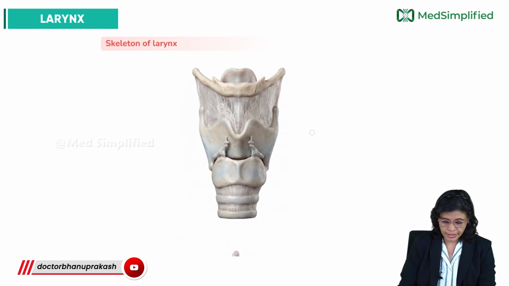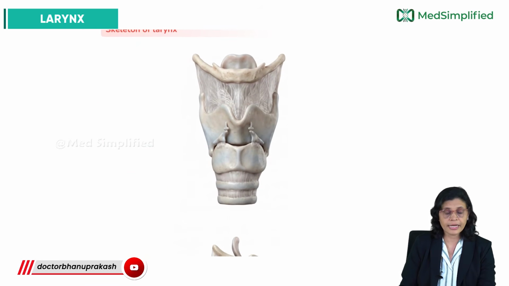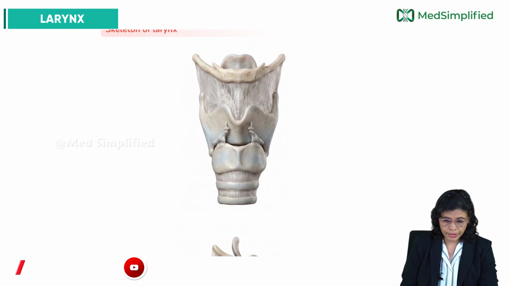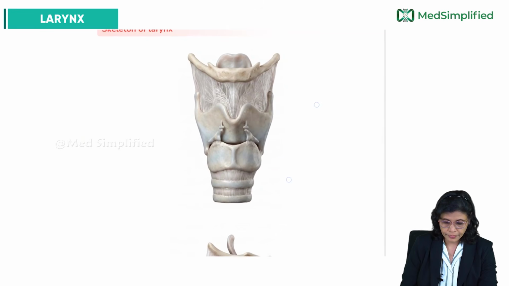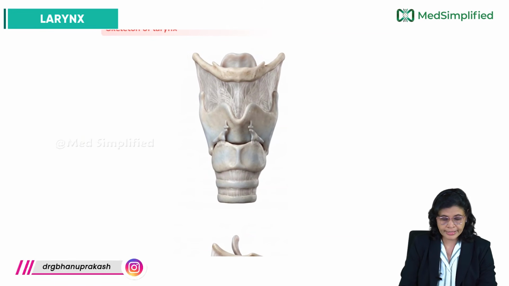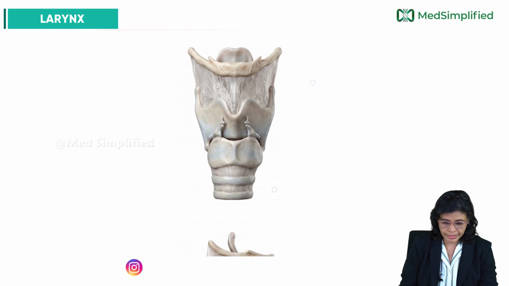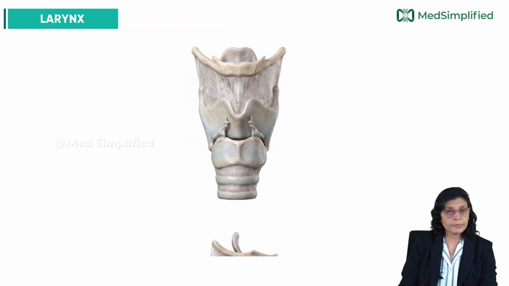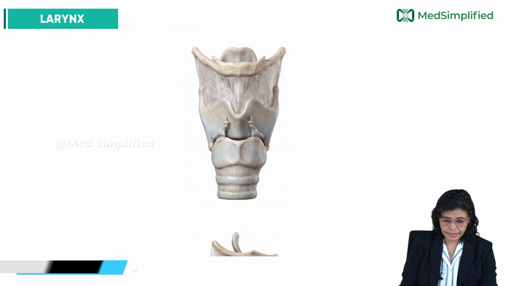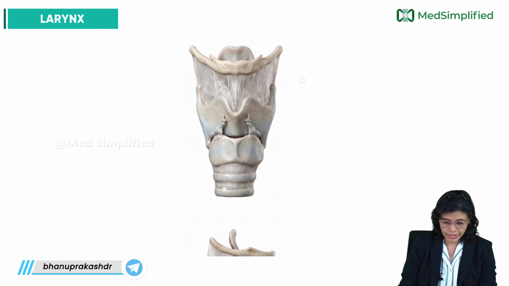Then we come to the ligaments and the membranes. When we talk about the ligaments and the membranes, here we have the extrinsic membranes and the intrinsic membranes. Extrinsic membranes on the outside and intrinsic membranes towards the inside, as the name says. So we will see which are the extrinsic membranes. Extrinsic membranes lie outside the inner tube of the laryngeal cavity.